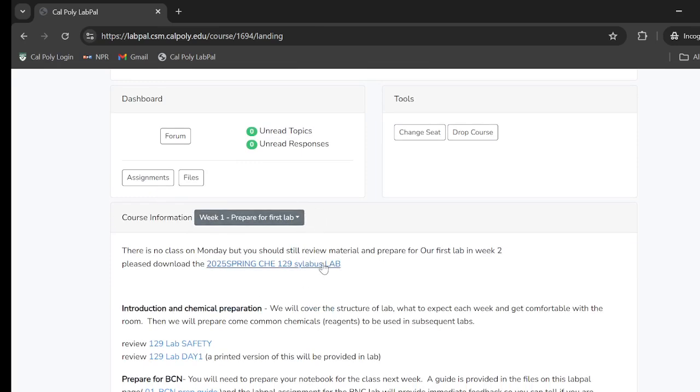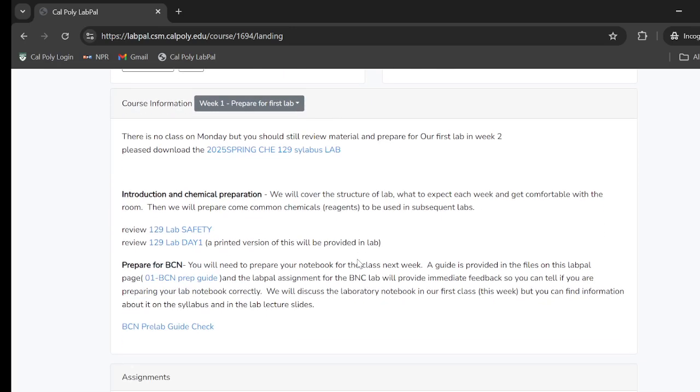This is kind of next week more than this week because we didn't have class on Monday. We've got our syllabus. We've got our lab safety. We've got our day 1. And then this is the part that we want to pay attention to for doing the notebook, is to prepare for the BCN lab. We're actually doing the BCN lab in our next class on Monday, so it's important to look at this. And we've got 2 different pieces that will help us do this.